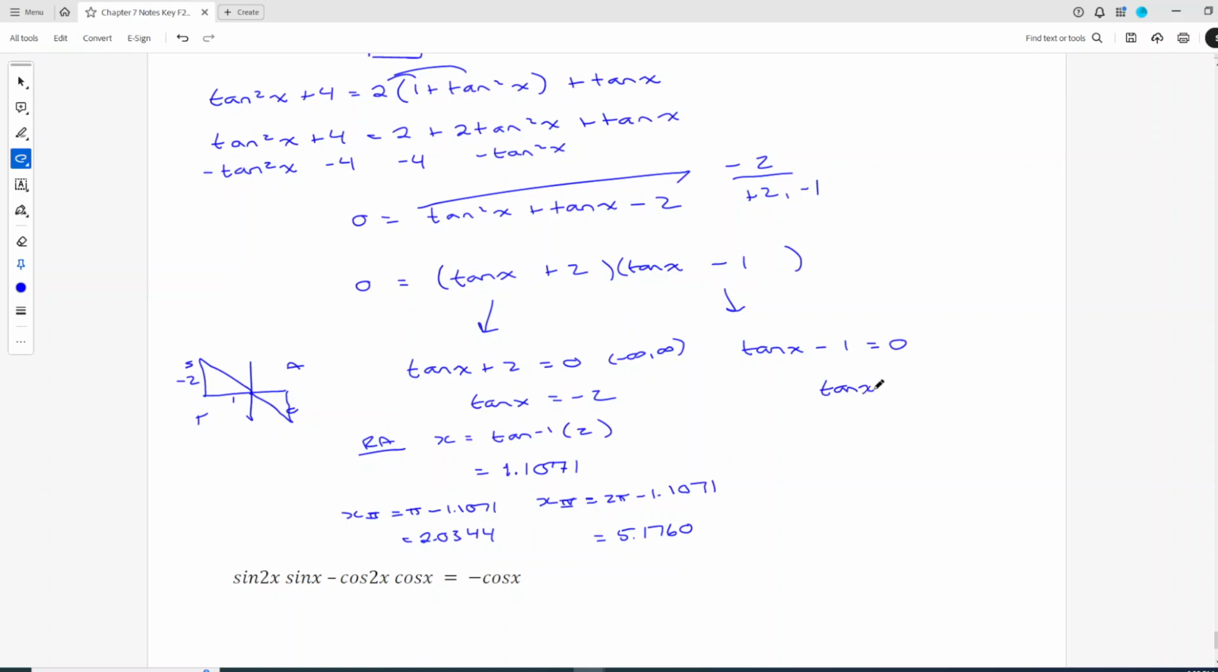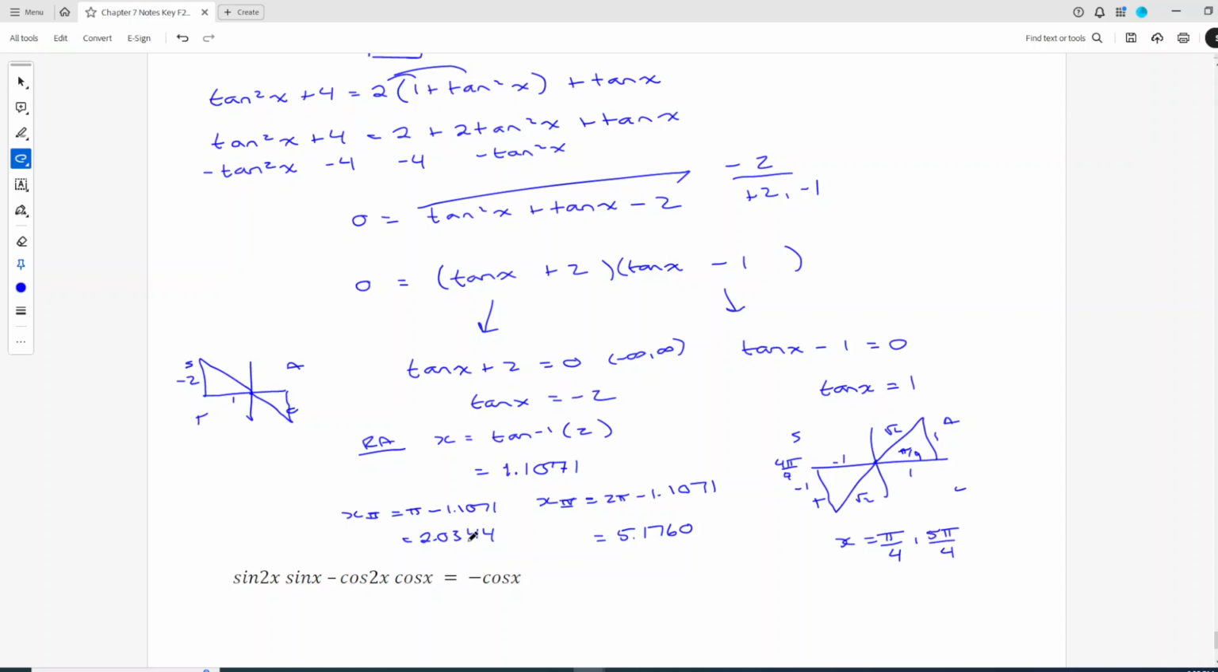What's going to make tan x equal to 1? Well, that is a special triangle. So again, CAST. Tan is positive in quadrant 2 and quadrant 3. It's my 1, 1, root 2 triangle, which makes my reference angle pi by 4, which makes my answers pi by 4. And then if this is 4 pi by 4, it makes my answer 5 pi by 4.